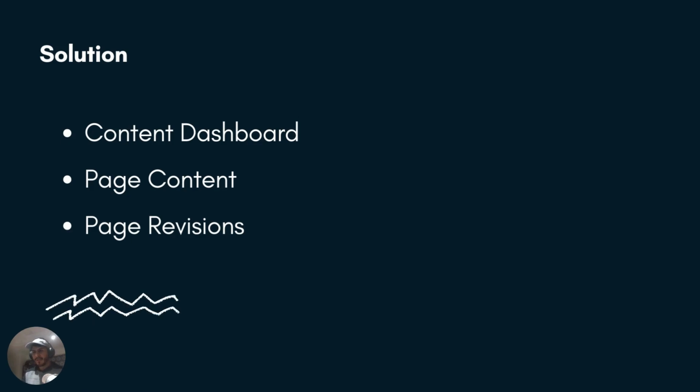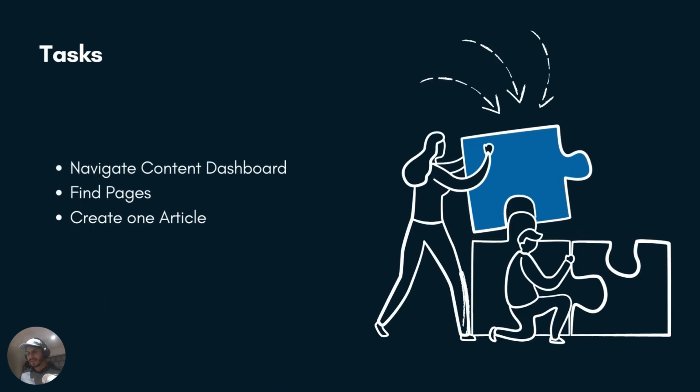So here's a solution for what we're going to build. We're going to go through the content dashboard. We're going to see some pages, and we're going to see some of the content of those pages. And finally, we're going to do our changes and see the revisions, so we can show a manager or a client what we have built.